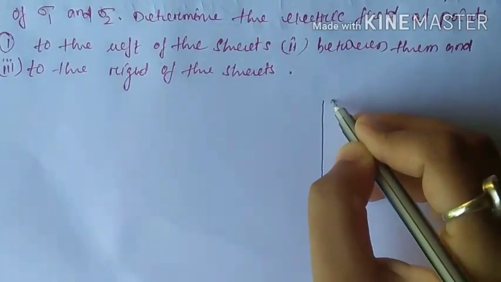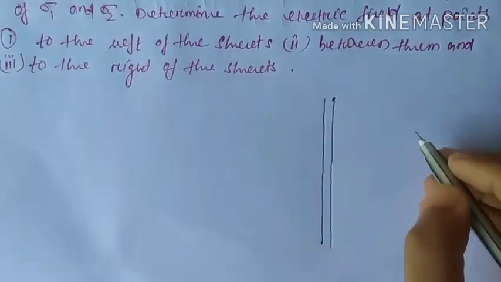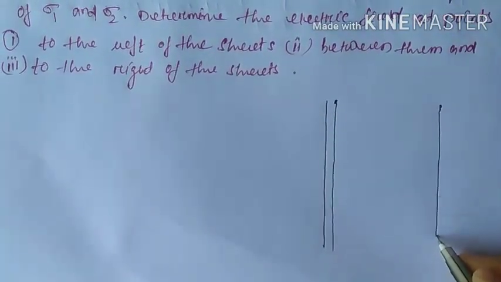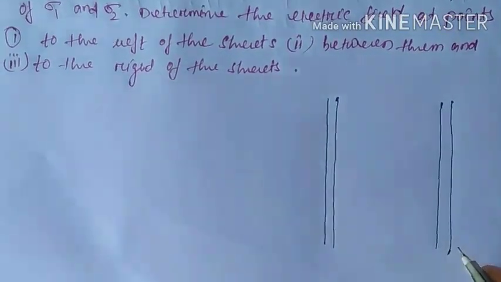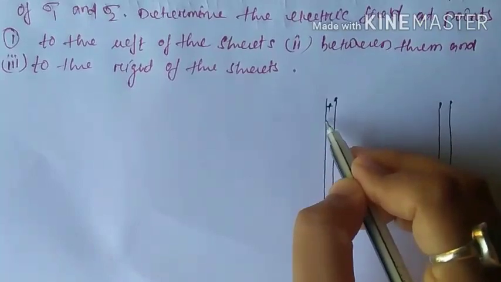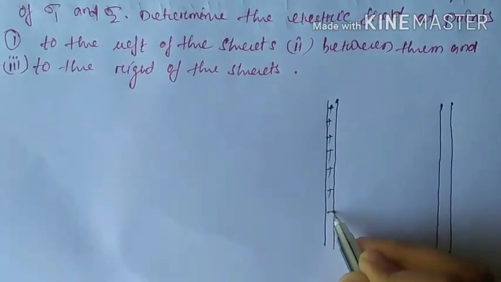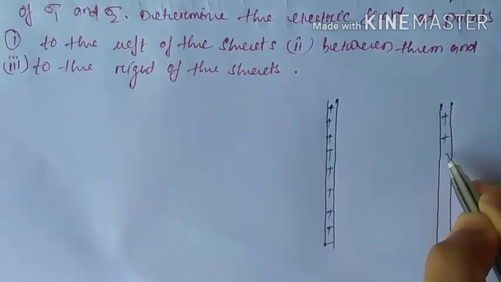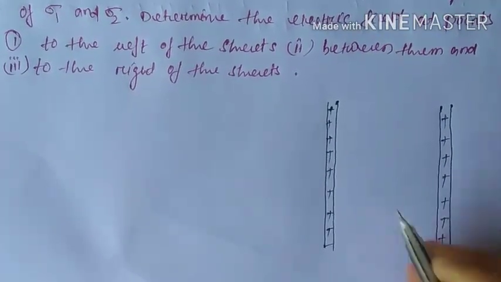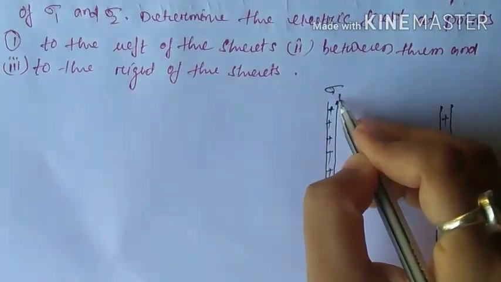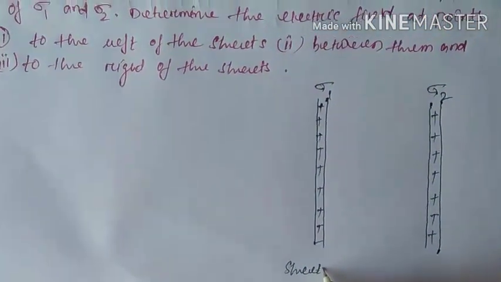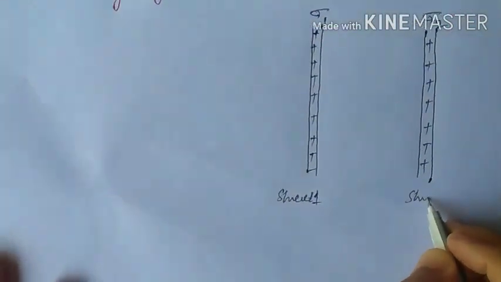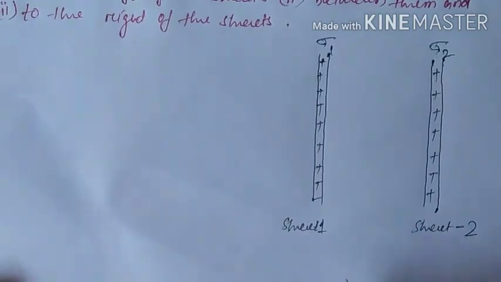So two parallel plane sheets having positive charge density sigma 1 and sigma 2. Let it be suppose sigma 1, it be sigma 2, it's my sheet 1, it's sheet 2, right?